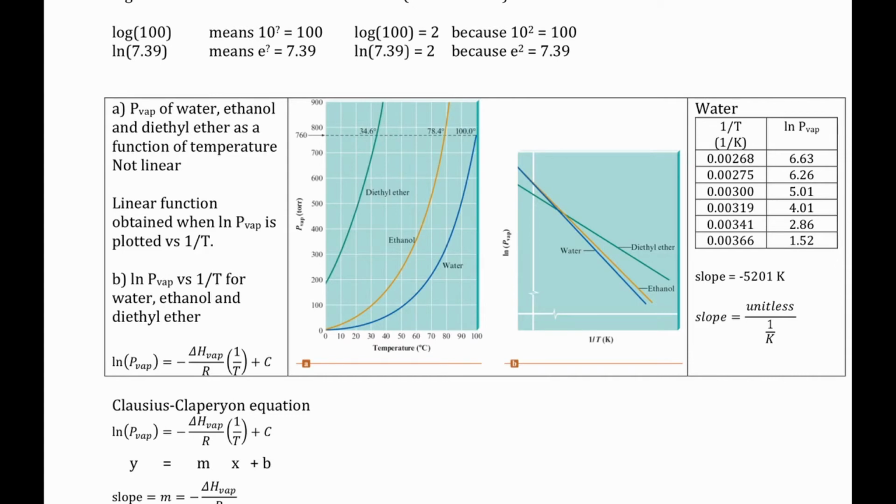And it turns out, we have not proven it, but the equation that describes that linear relationship is ln of P vap equals negative delta H of vaporization over R, where R is the ideal gas constant, 8.314 joules per mole Kelvin, times 1 over T plus C. That equation, which I've written below there, is called the Clausius-Clapeyron equation.